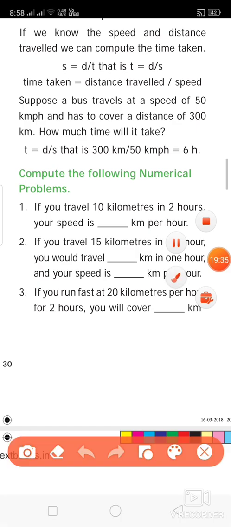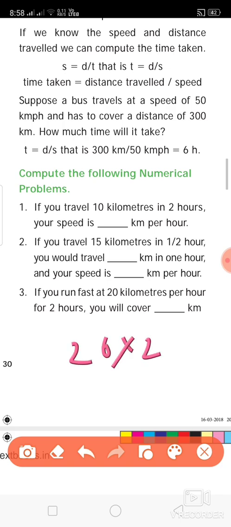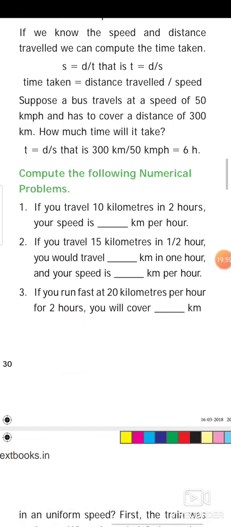And see the third problem. If you run fast at 20 km per hour for 2 hours, you will cover. So you are going to run at 20 km per hour. Per hour 20 km. Then for 2 hours, 20 into 2, as the formula said, S into T. 20 into 2 is equal to 40 kilometer will be your answer.